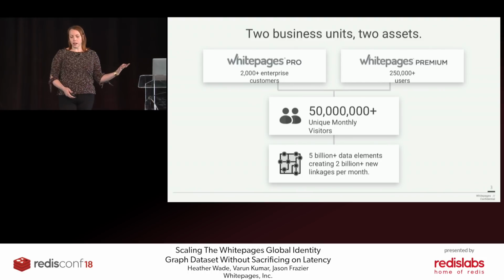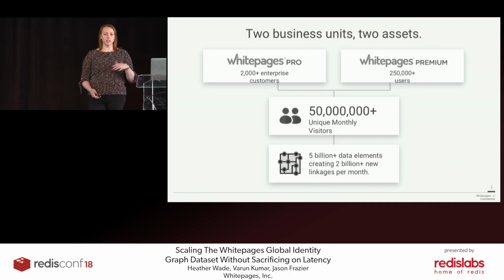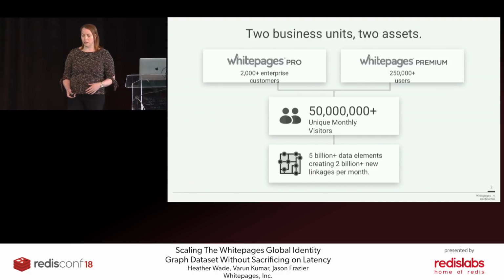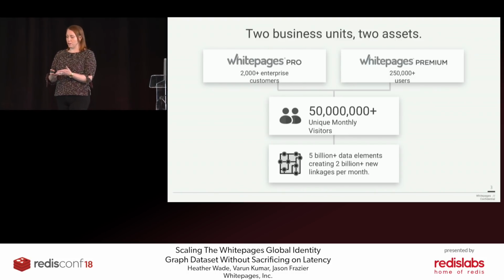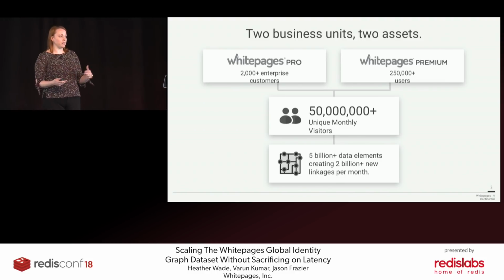And then the other business unit that we have is Whitepages Pro, and that is our enterprise B2B offering. And I'll talk a little bit about those use cases here in a second. But between these two business units, we have over 50,000 unique monthly visitors. And with that, we have the challenge of our growing data sets and being able to serve low latency responses with this data.